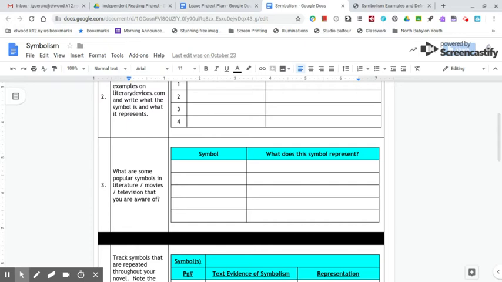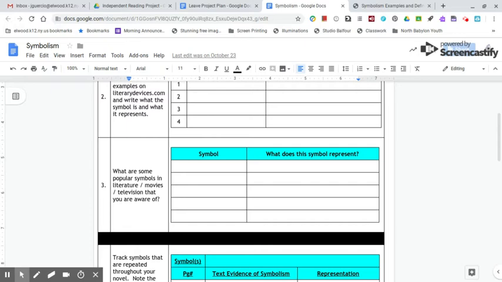I'll give you one example. When a couple is sitting in front of a fireplace and we see the fire burning in the background of the fireplace, that usually means that things are heating up. The romance is getting heated. Things are getting very, very passionate between the two people on screen. So that fire is a symbol of that romantic passion. So that's a symbol we should be familiar with.